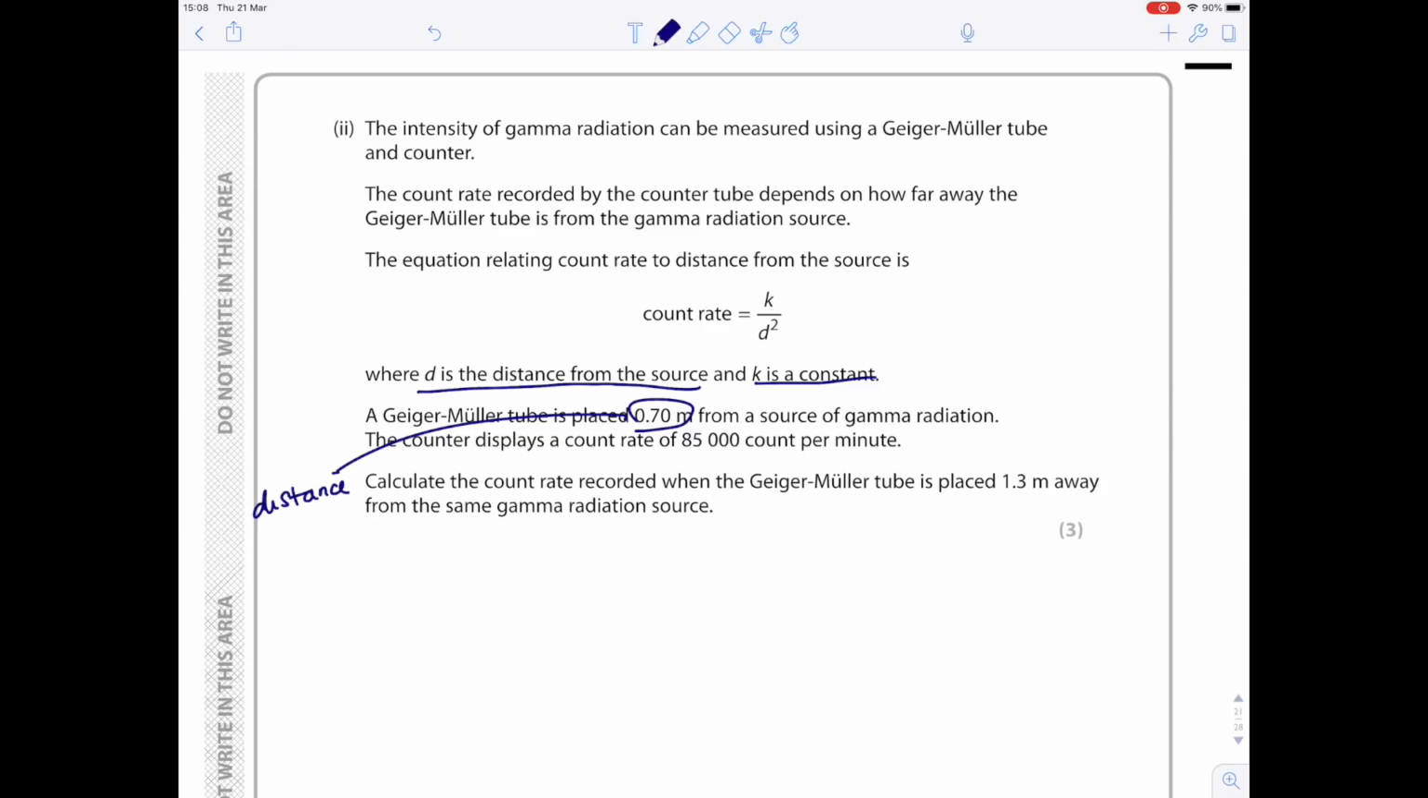The counter displays a count rate of 85,000 counts per minute, so that's our count rate. Calculate the count rate recorded when the Geiger-Müller tube is placed 1.3 meters away from the same gamma radiation source. So we're being asked to find the count rate. We've got a second distance here, but I hope you can see that we can't work out the count rate based on just that distance value because we need the value for k. And luckily we've been given enough information up here to help us find out k.